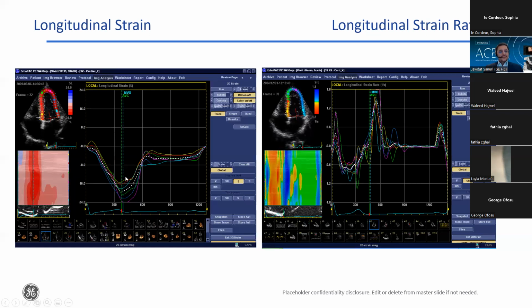Okay, so yes, you can see from the strain curves the peak velocities for each segment, as well as the peak strain percentage for each segment, as well as the timing of the peak strain. So that also can give you an indication of asynchrony, if there is any, from these curves, just from this 4-chamber.